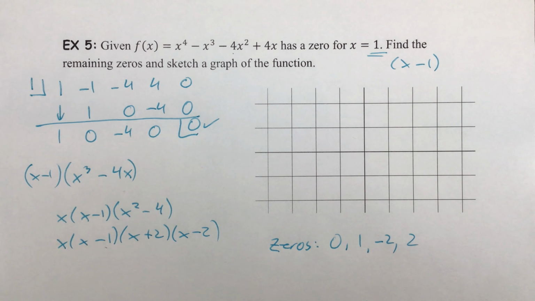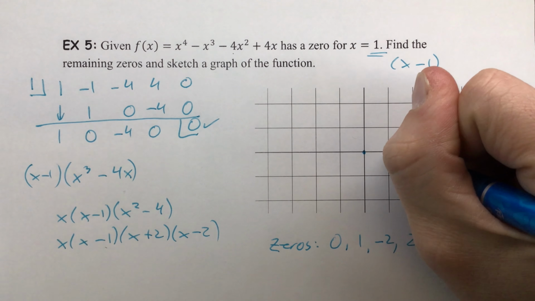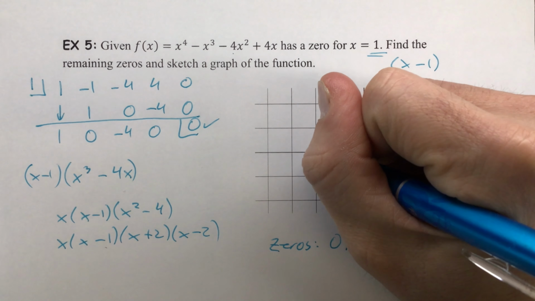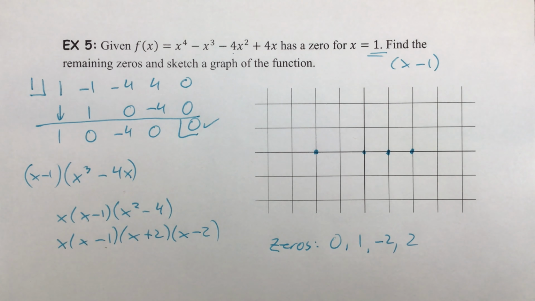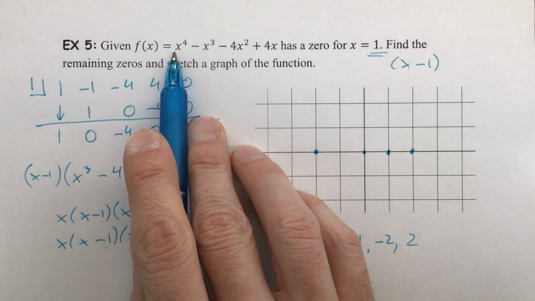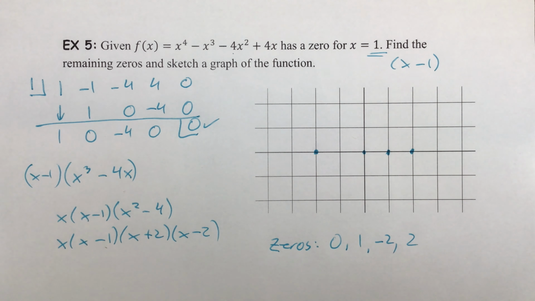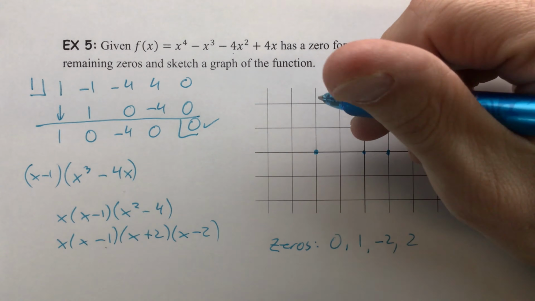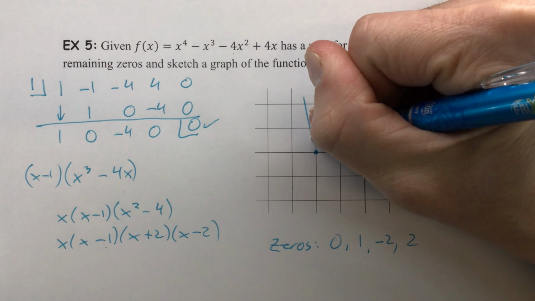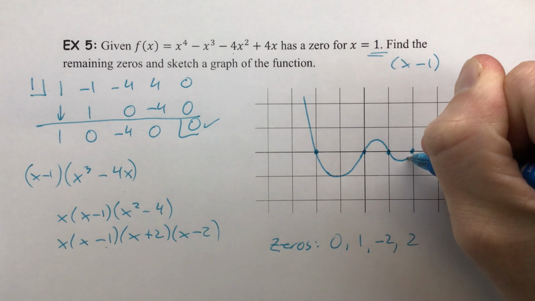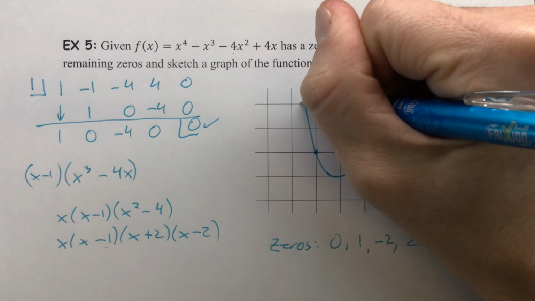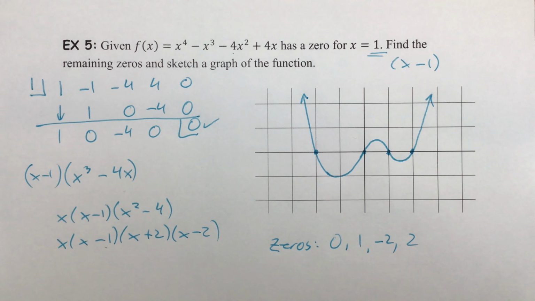So we'll plot those points. All right, and being that this is a quartic, it's either going to have a W or M shape to it. Because the leading coefficient is positive, it's going to have that W shape. It opens up. The positive tells you that it opens up. Okay, so just a quick sketch. And the graph is generally going to look like that.